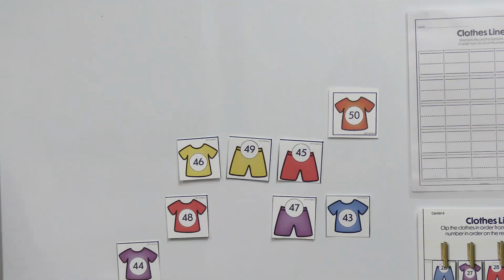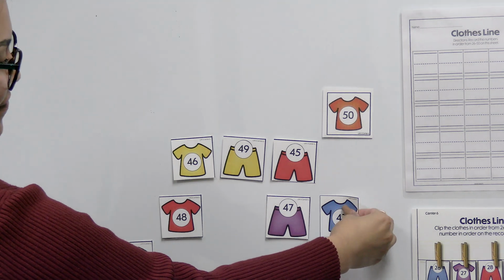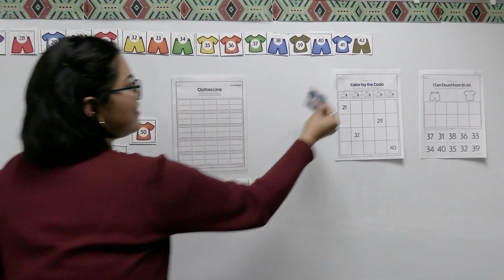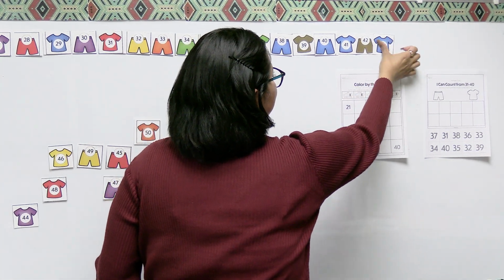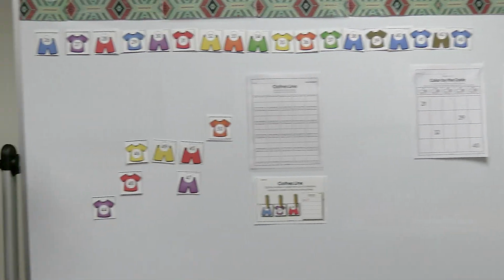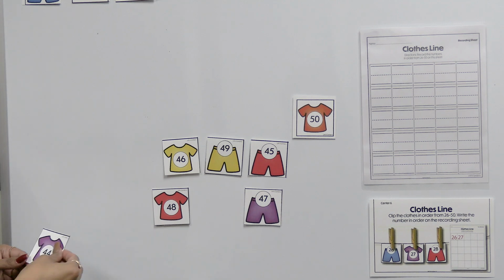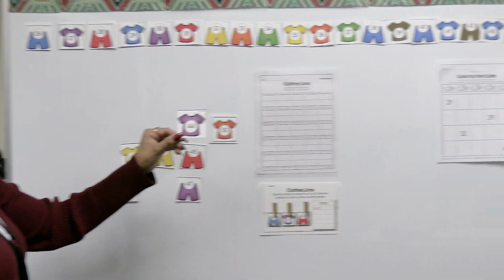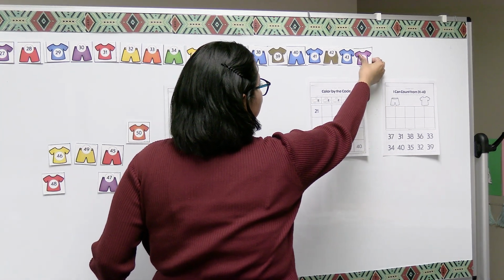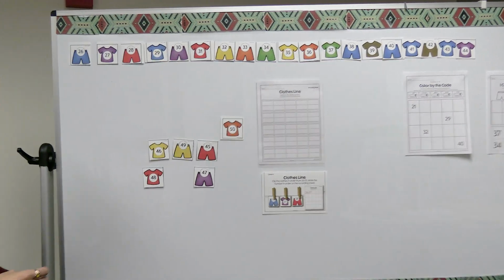Let's look for 43. 43. See it right here on our blue shirt, number 43. And I'll place it next to 42. Okay, so we have 43. What comes after 43? 44. See the number 44 on a purple shirt. So let's place it right next to our blue shirt that says 43. Okay. So we have 44.